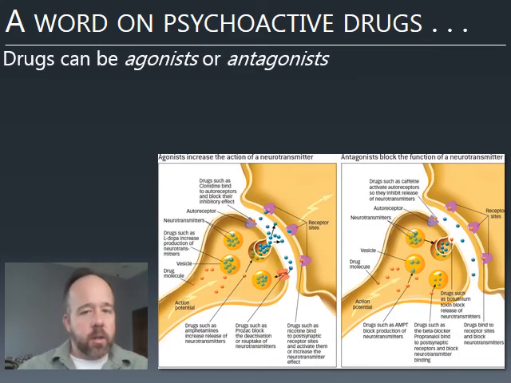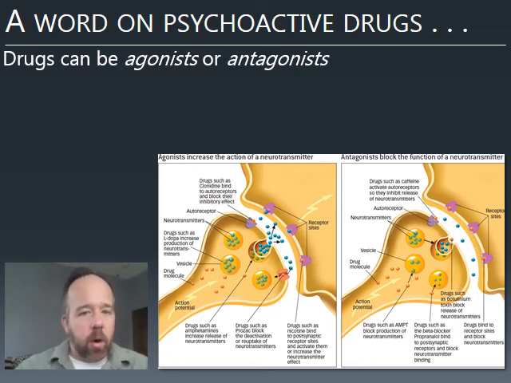So drugs are chemicals, like neurotransmitters are. They have a chemical structure. They have an action on the nervous system. They affect the nervous system and cause some change in neural activity. And drugs can be classified into two categories. They are either agonists or antagonists.